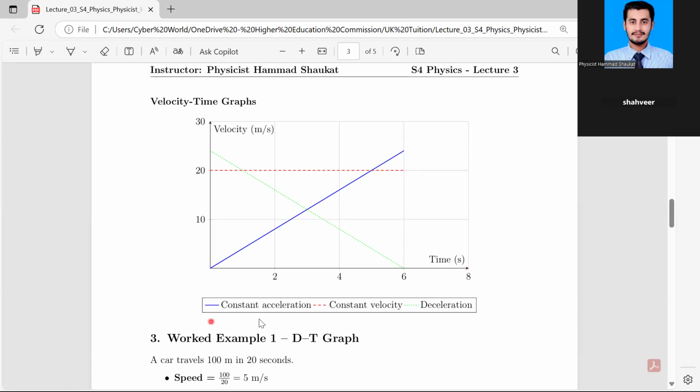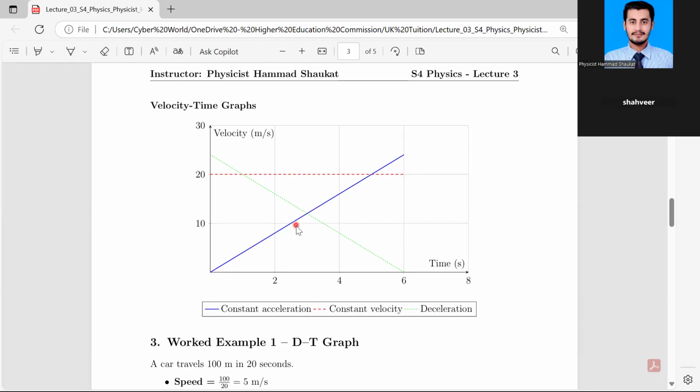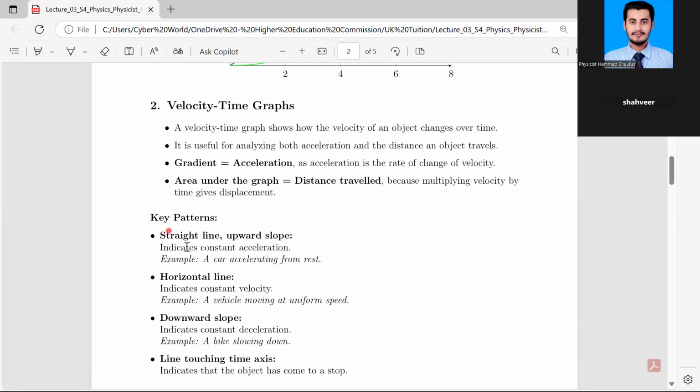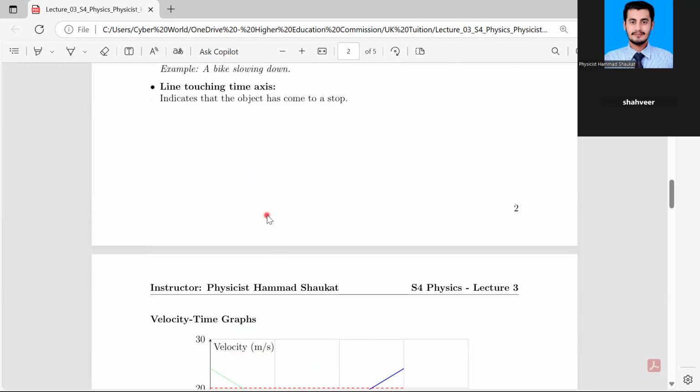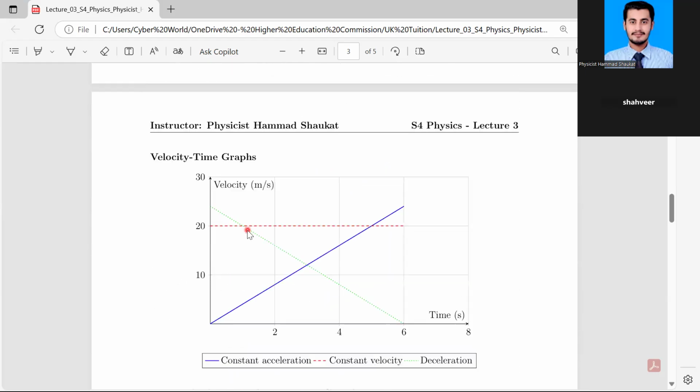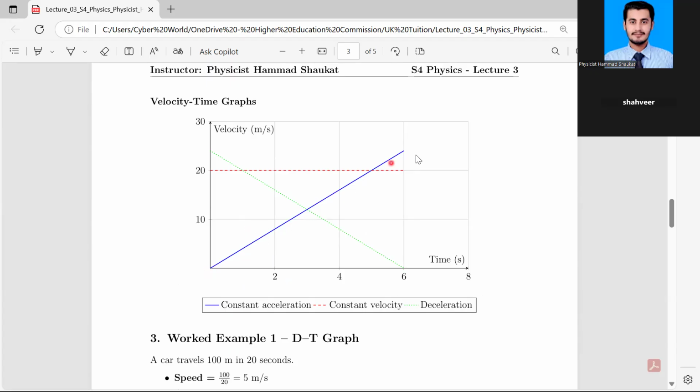So can you tell me this blue line basically indicates which type of acceleration? Constant acceleration. Yes, constant acceleration, because you can see this is a straight line, or this is an upward slope. So this basically means constant acceleration. Okay, and can you tell me this red dotted line basically indicates the constant velocity.